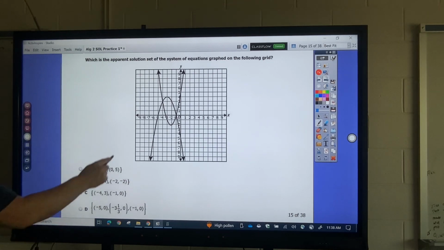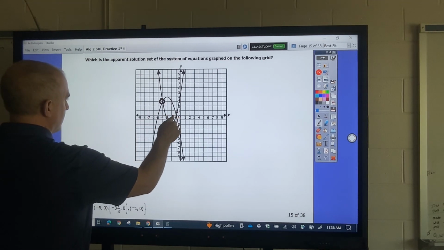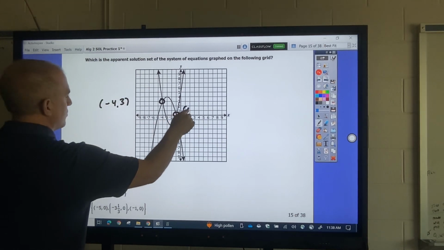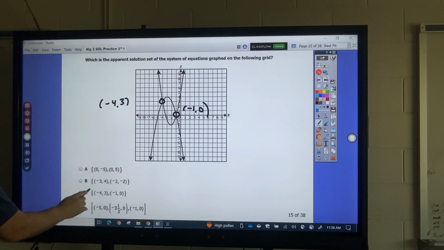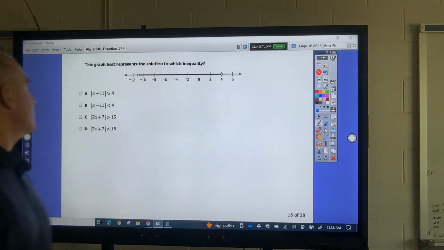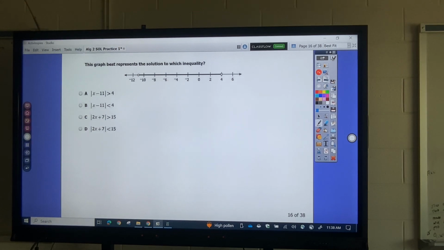What's the apparent solution set? It's where it intersects. So I got a solution at -4, 3, and I got a solution at -1, 0. Okay, don't overcomplicate. Some of these are that easy. Number 16, which best represents this one.